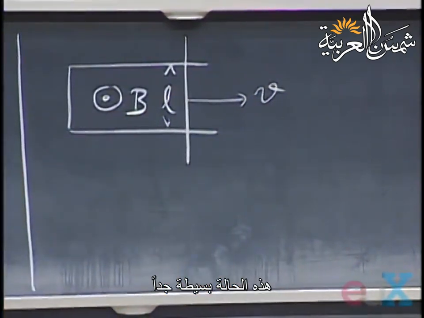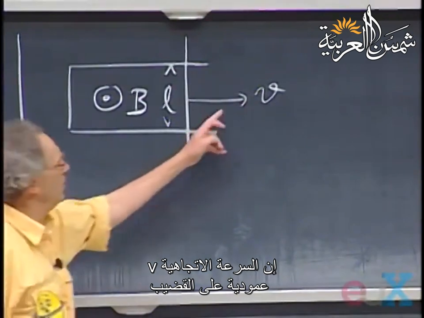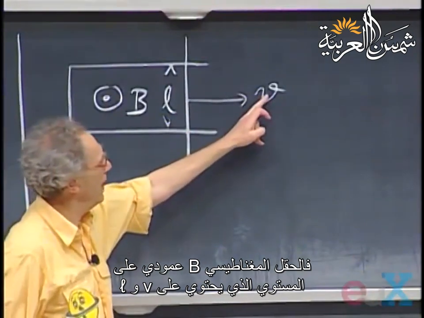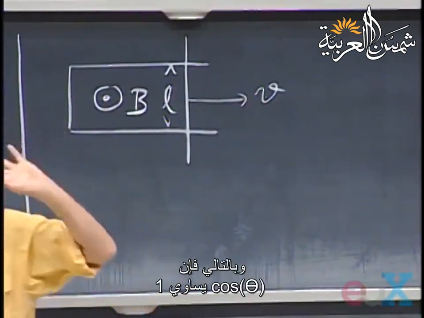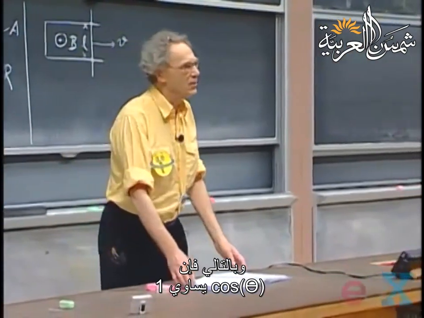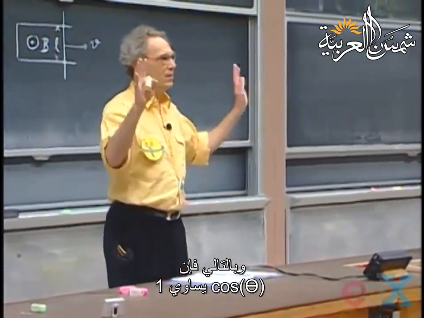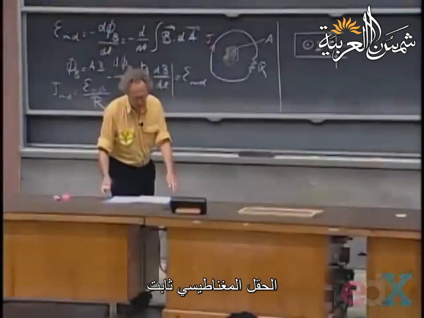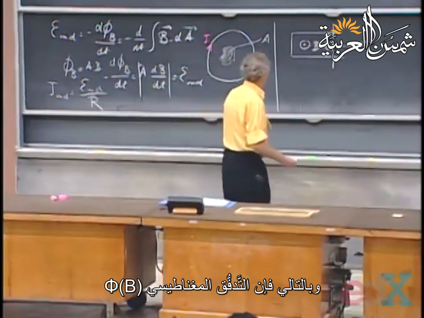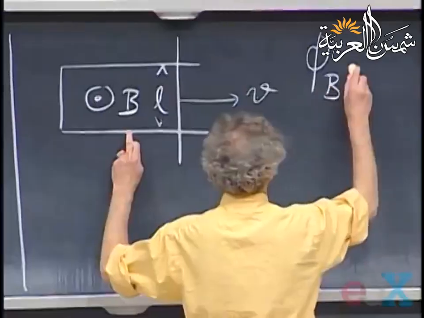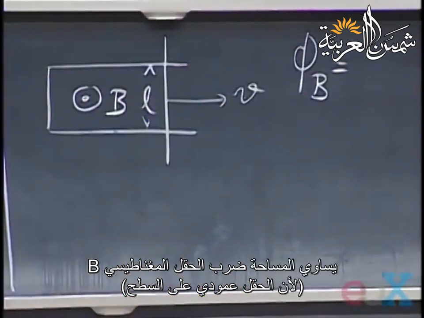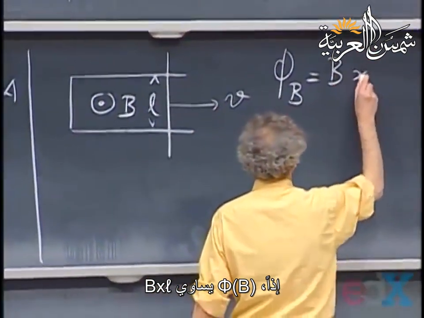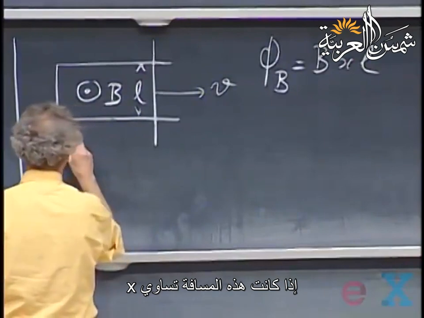So this is a very simple case. V is here perpendicular to the bar. That makes it always easier. And B is perpendicular to the plane through V and L. So that makes all sines of theta that we may have, or cosines of theta, all one. Magnetic field is constant, and so the magnetic flux, phi of B, is the area times the magnetic field. The angles are just wonderful, so that is B times x times L, if this distance is x.